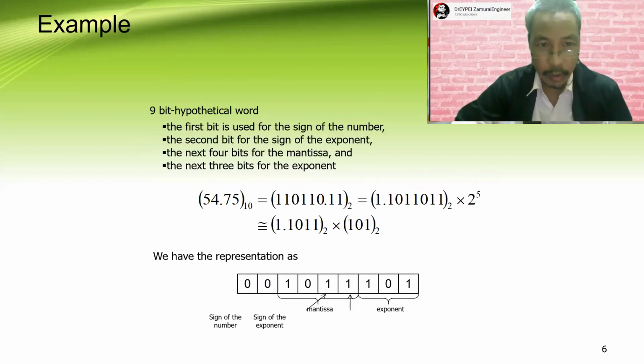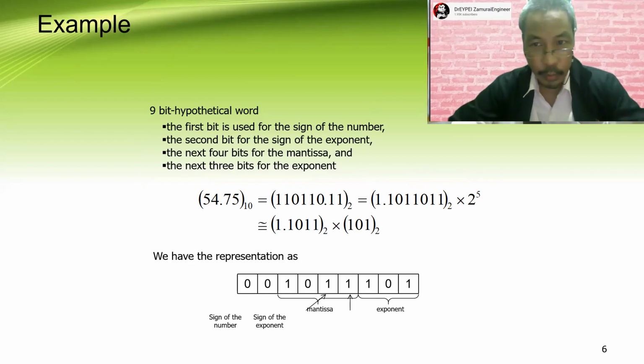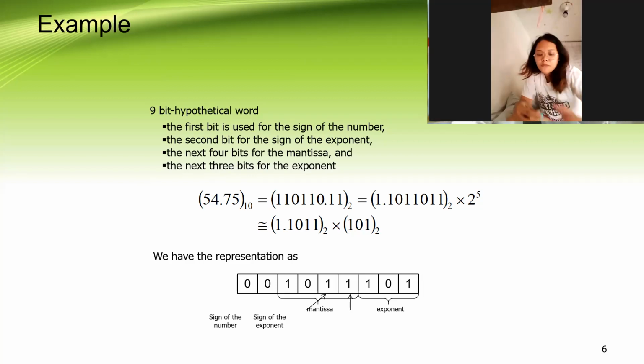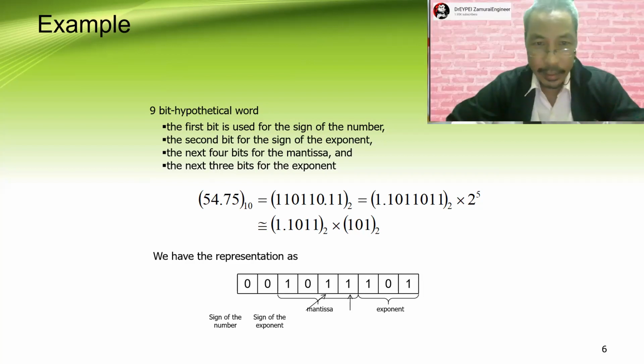So, hypothetical word. The first bit is used for the sign of the number. That's why it is usually 8-bit, and it becomes 9 because the ninth bit is the sign of the number, either positive or negative. So, the second bit is for the sign of the exponent. The next 4 bits for the mantissa and the next 3 bits for the exponent.